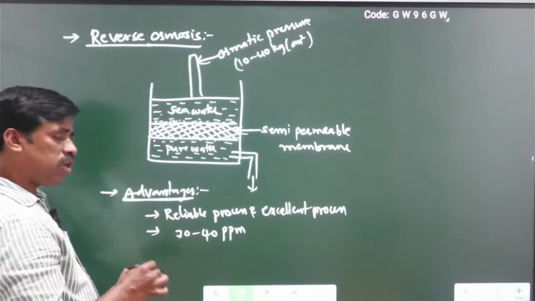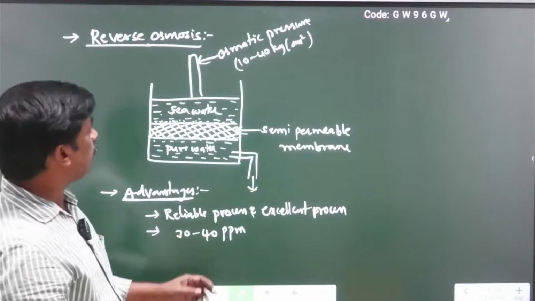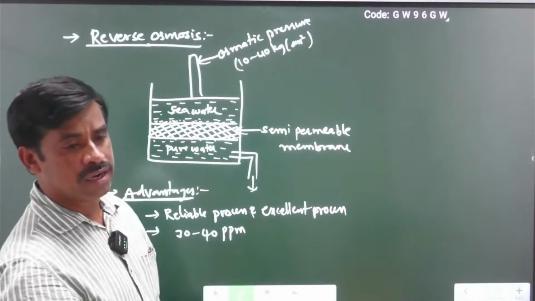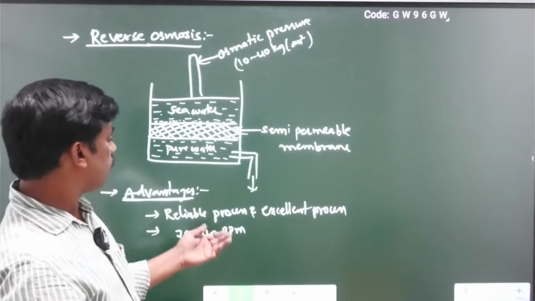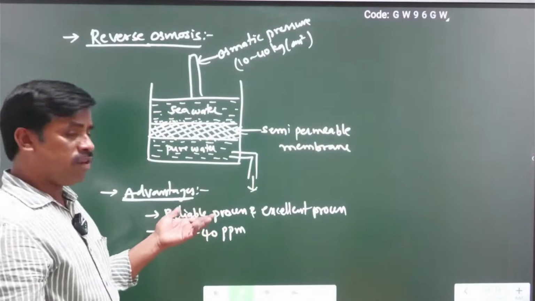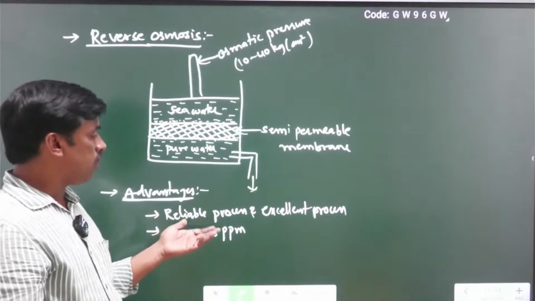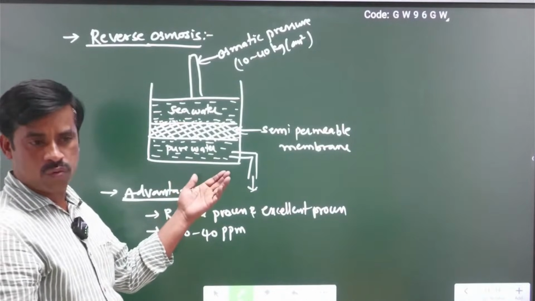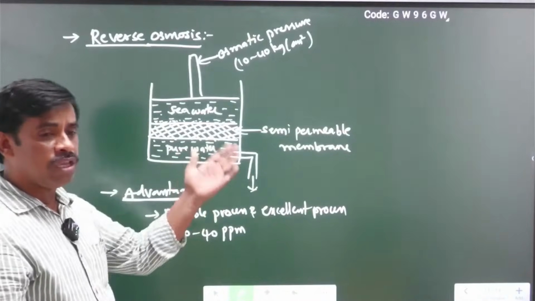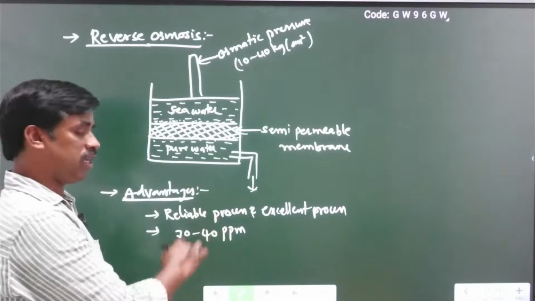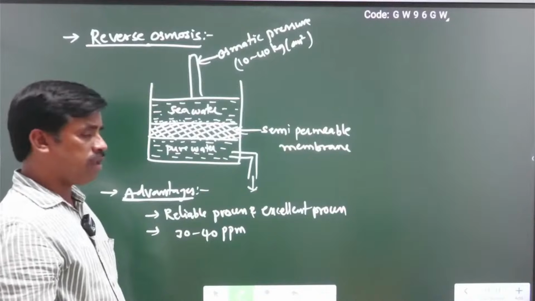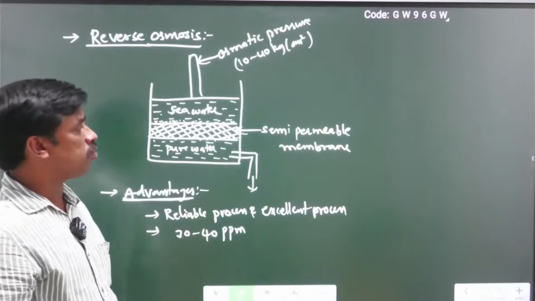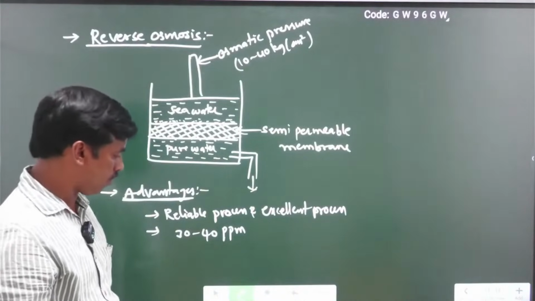And the disadvantage: mostly some water is going to be wasted in the drain. Nowadays water is a natural resource, and you are wasting it. During the purification process, however many liters of water are purified, an equal amount of water is wasted in the drain. Except for that disadvantage, everything else is okay. This is the reverse osmosis process.